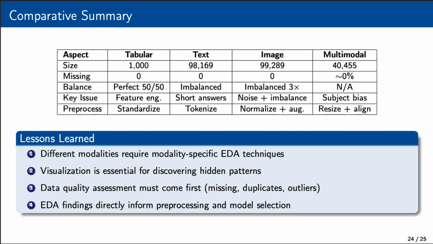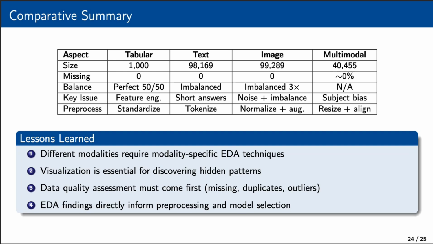Key issues per modality. Tabular needs feature engineering. Text is characterized by very short answers. SVHN has noise from real-world photography plus class imbalance, and Flickr8k has subject bias from its caption distribution.